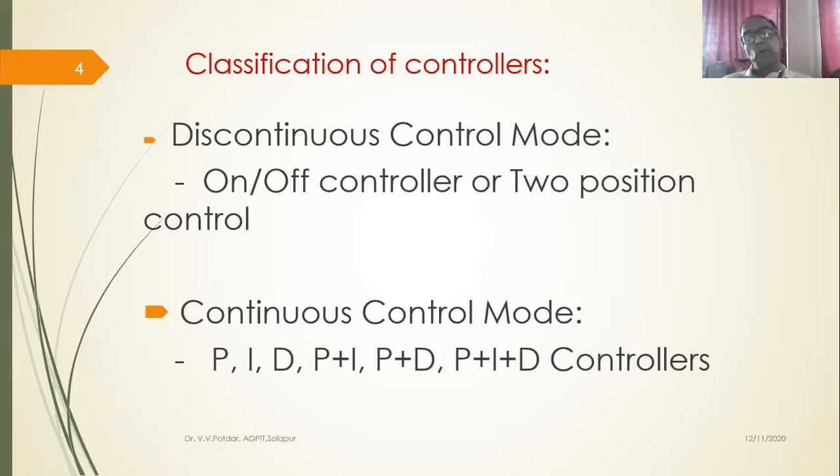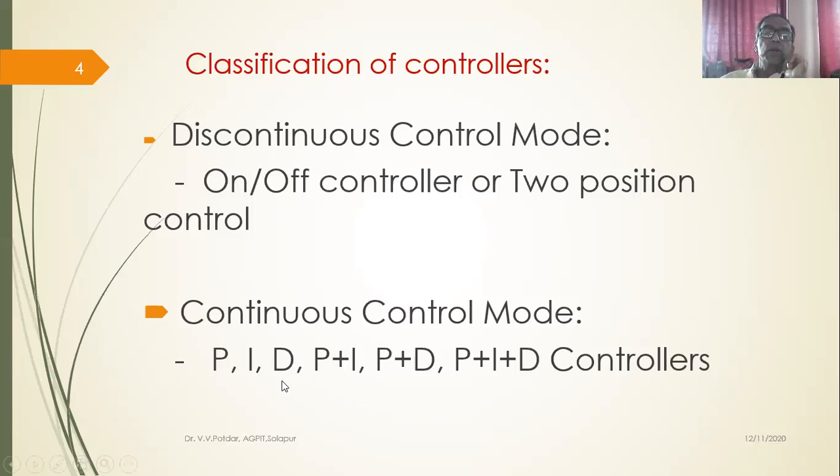And in continuous control mode, I have P corresponds to proportional control action, I corresponds to integral control action, and D corresponds to derivative control action. What are these? We'll see in details in the coming part of the lecture. So these are called continuous control mode, where the error is continuously monitored and processed by the controller, and the controller continuously generates the controller output, either in a proportional mode or in an integral mode or in a derivative mode. So these are called independent continuous control modes.